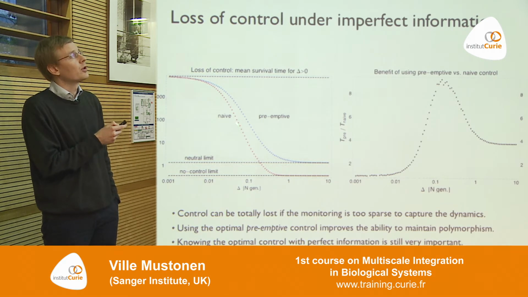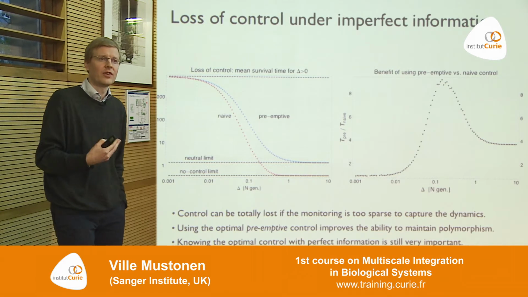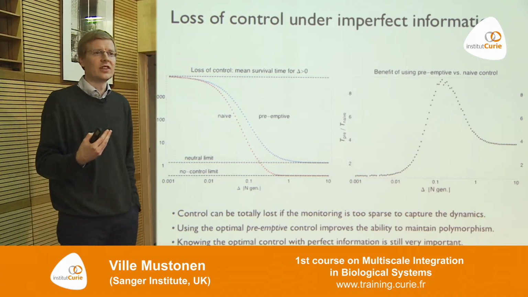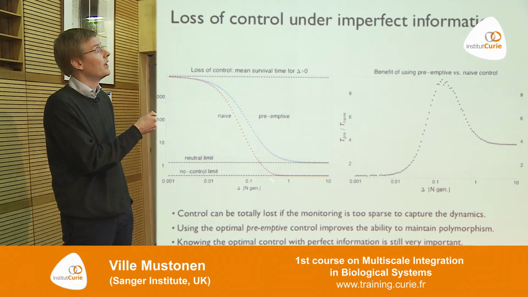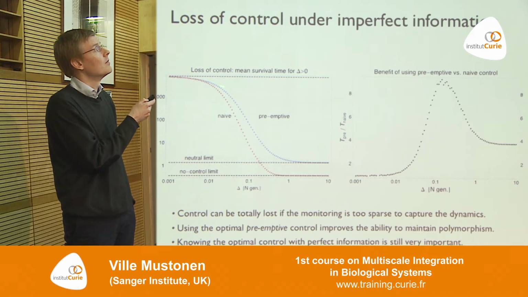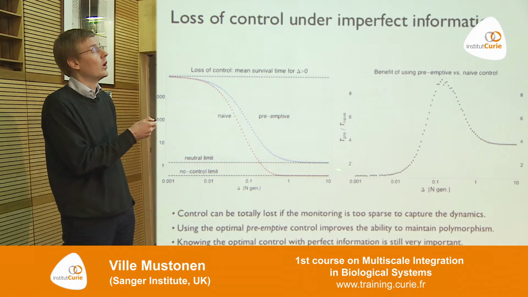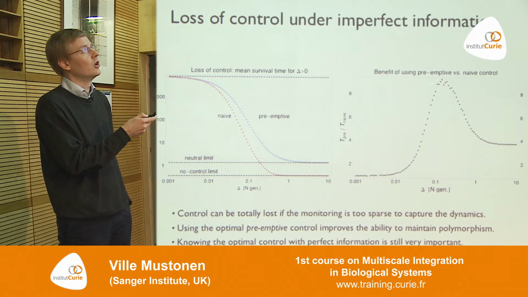And then we do the naive protocol, which is we just apply the perfect information scenario. It's still a good thing. It's much better than doing nothing. But this kind of preemptive protocol is outperforming it quite significantly. So for instance, here it's keeping things 8 times longer alive.